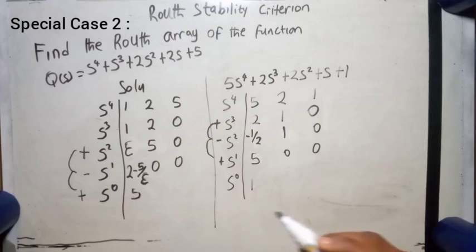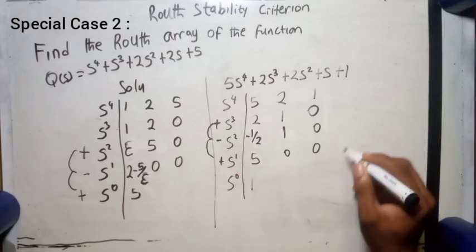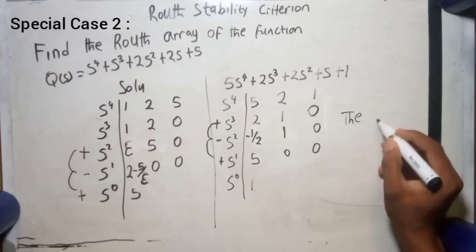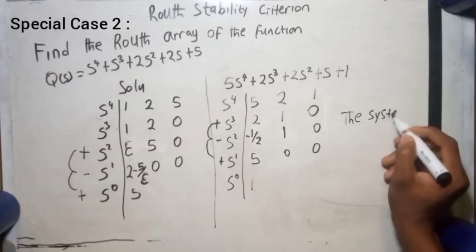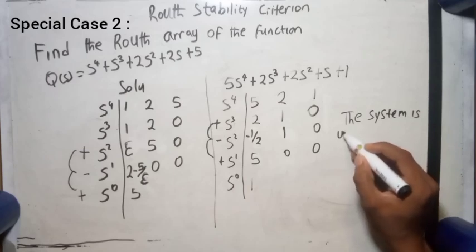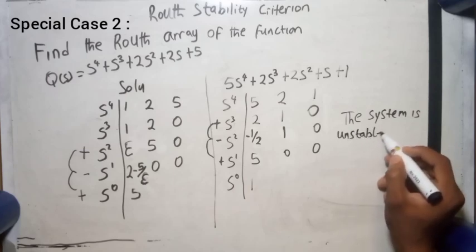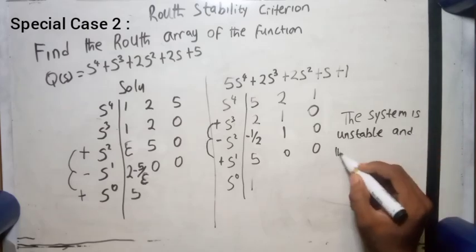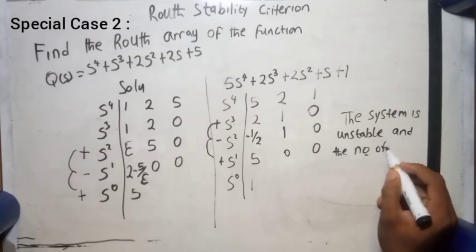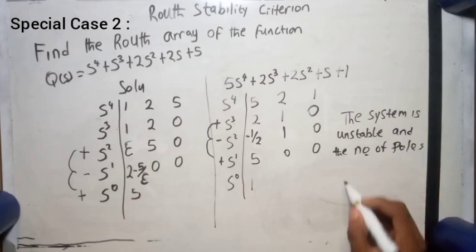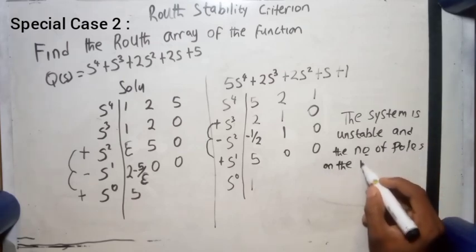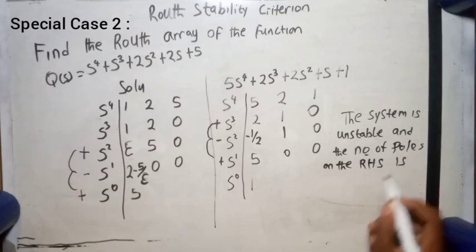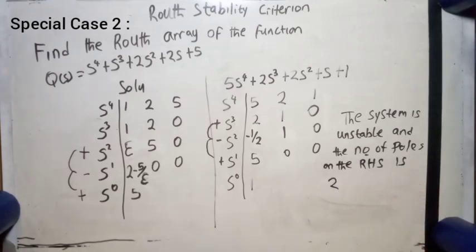Okay. Now, so we can write down a statement that the system is unstable. I hope you know the reason why, because there's a change in sign. And the number of poles on the right hand side is 2. Please always endeavor to write down these statements. This is to show that you know what you're doing.